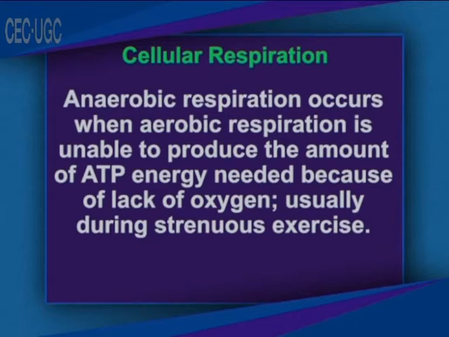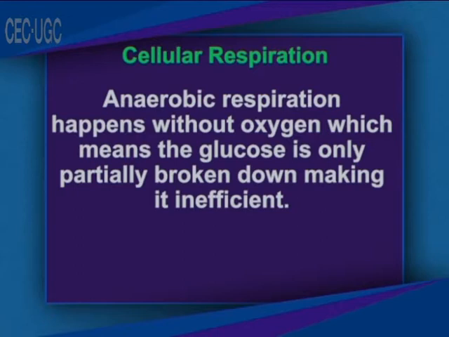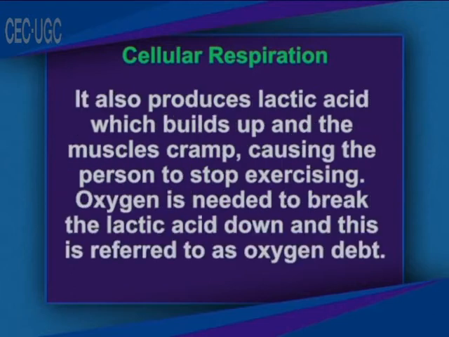Anaerobic respiration occurs when aerobic respiration is unable to produce the amount of ATP energy needed because of lack of oxygen, usually during strenuous exercise. Anaerobic respiration happens without oxygen, which means the glucose is only partially broken down, making it inefficient. It also produces lactic acid, which builds up and the muscles cramp, causing the person to stop exercising.